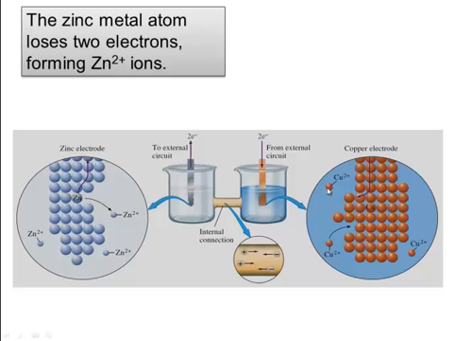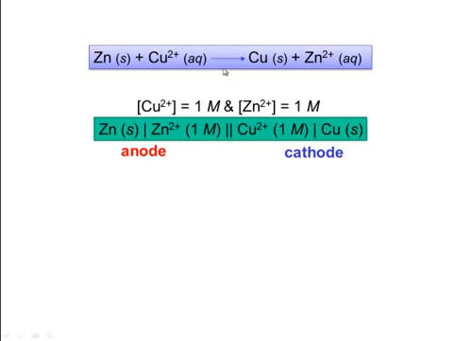Whereas at the copper electrode, the copper ions go to the copper rod, take up 2 electrons and get converted into copper atoms. If we add up the 2 reactions that we saw right now, then the overall cell reaction can be written as zinc atoms plus copper ions, giving you copper atoms plus zinc ions.